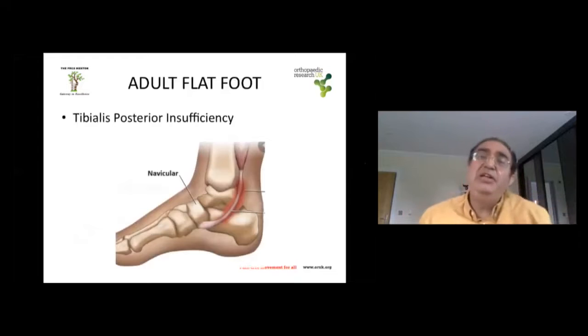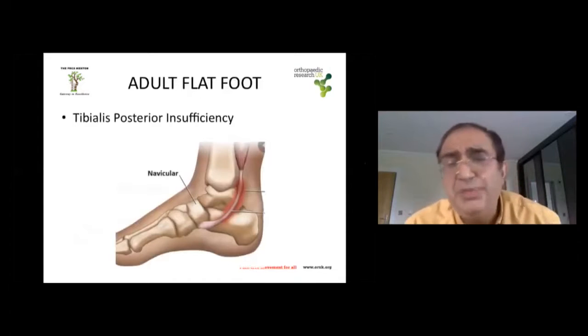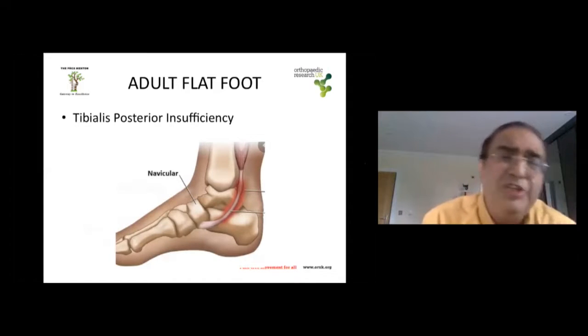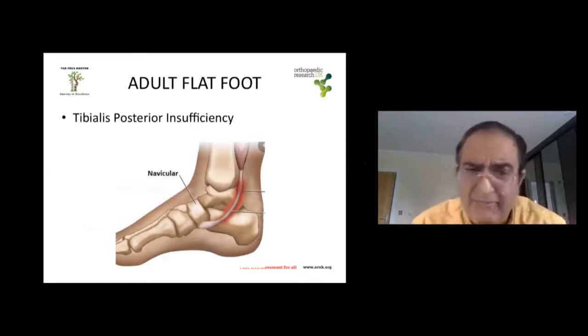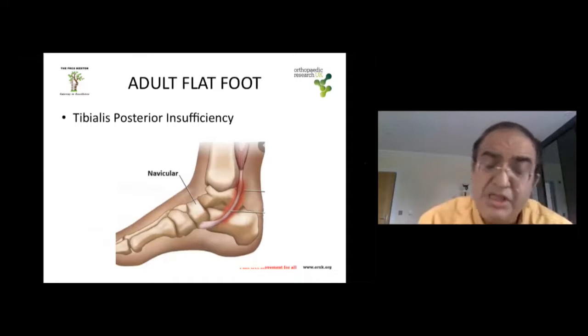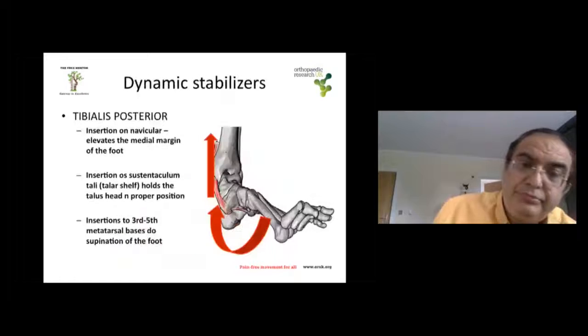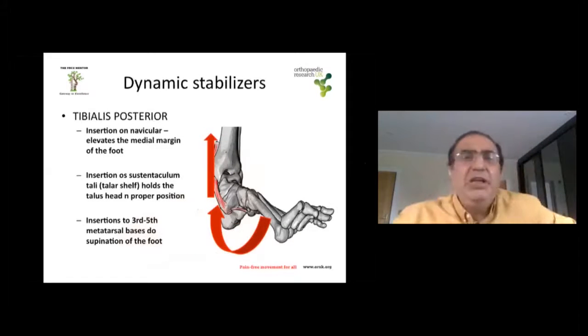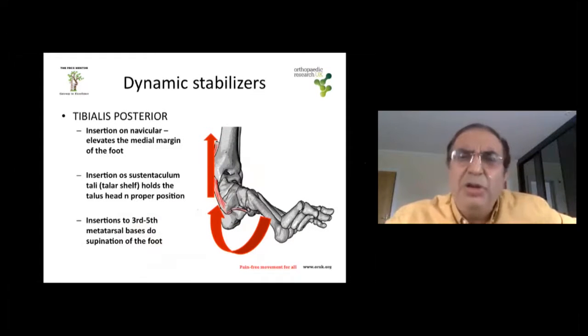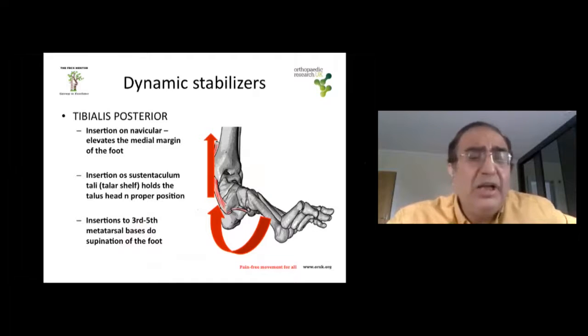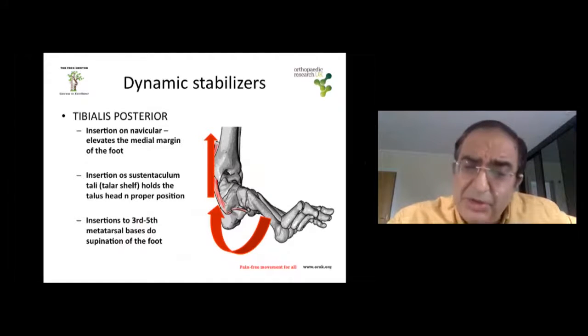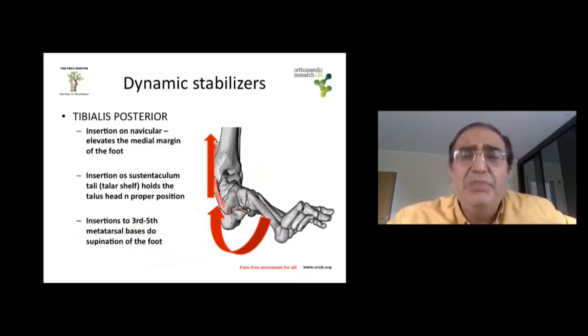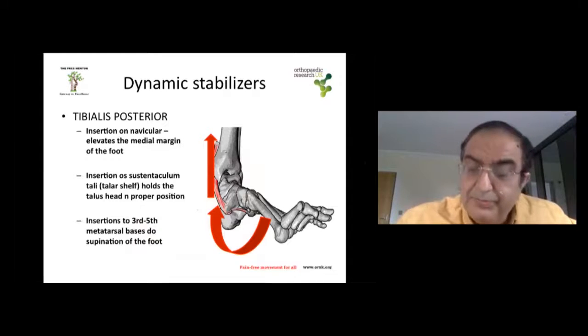Okay, now comes the final topic, the adult flat foot. This is probably the most important topic because it features a lot on the FRCS Orth exam. And that's the tibialis posterior insufficiency. So as we already said, the tibialis posterior has three important roles because of its multiple attachments to the foot. Through the attachment to the navicular, it raises the medial margin of the foot. Through the attachment to the sustentaculum, it supports the talus. And through the attachment to the metatarsals, it supinates the foot.